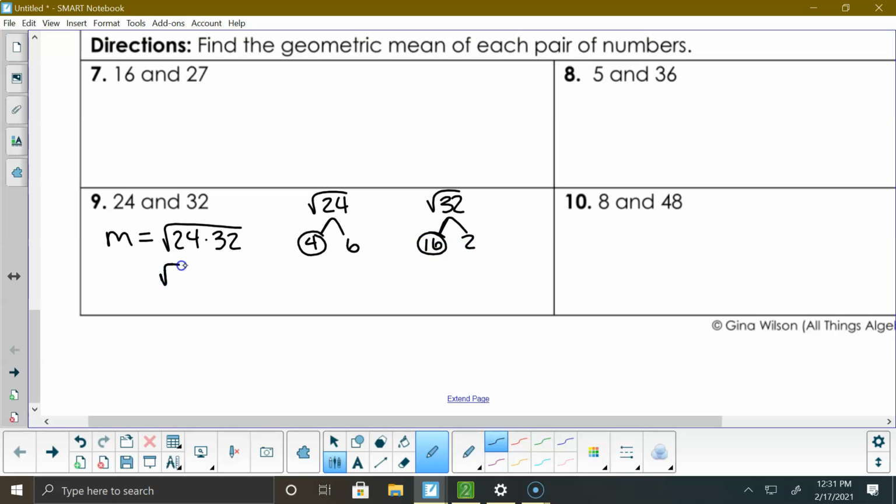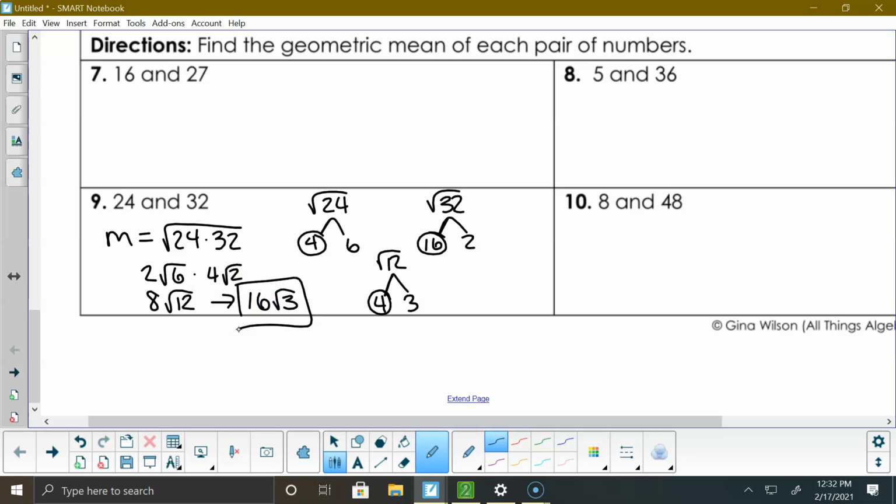Okay, so I'm left with square root. Are you guys okay if I just, instead of writing square root of 4 times square root of 6 times square root of 16 times square root of 2, if I just go 2 root 6 times 4 root 2, like that? So that gives me 8 root 12. Except, can I simplify root 12 at all? I can pull a 4 out. Alright, so square root of 12. So 8 times 2 is going to give me 16 square root of 3.